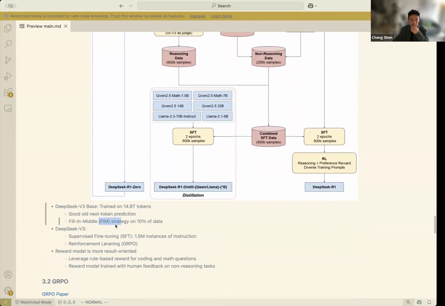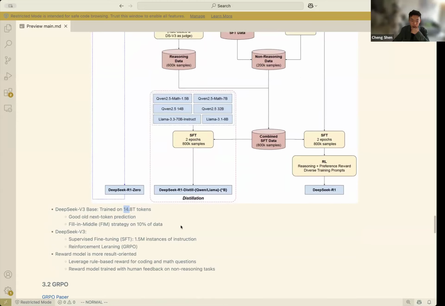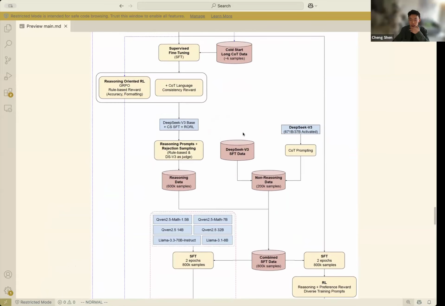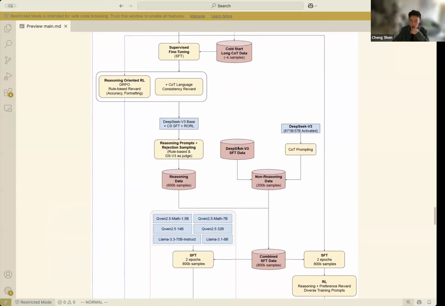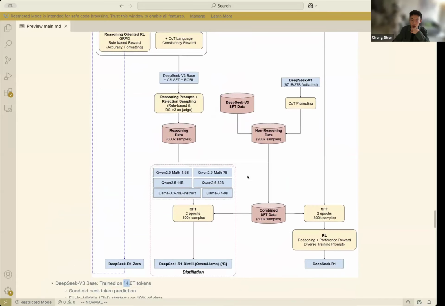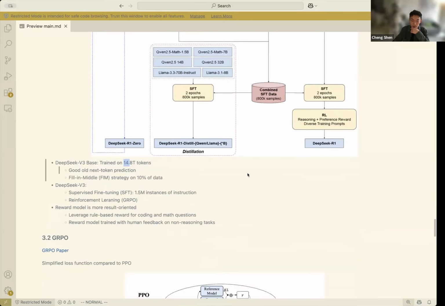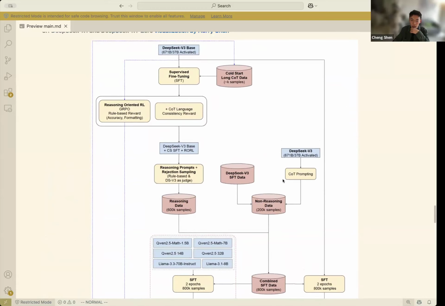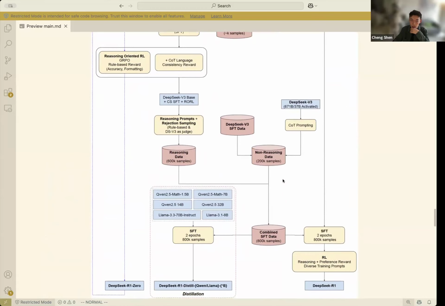So a few interesting highlights. One thing to note here is how the scale differs at different stages. The V3 base pre-training stage consumes 14.8 trillion tokens. But when it comes to supervised fine-tuning, you can see that it's like 800K samples. We're generating 600K samples. It's in terms of thousands and barely minimal when it comes to supervised fine-tuning and RL. Yes, and that's the basic process of how DeepSeek R1 is generated in the end.